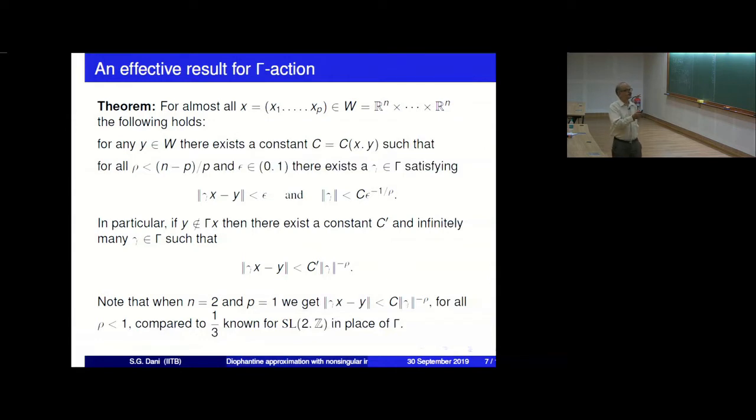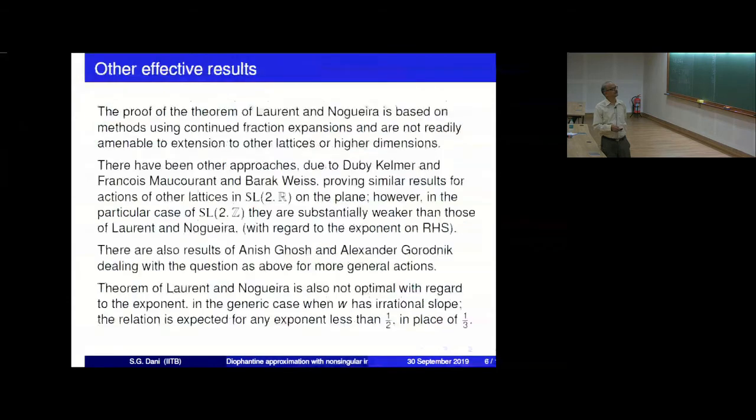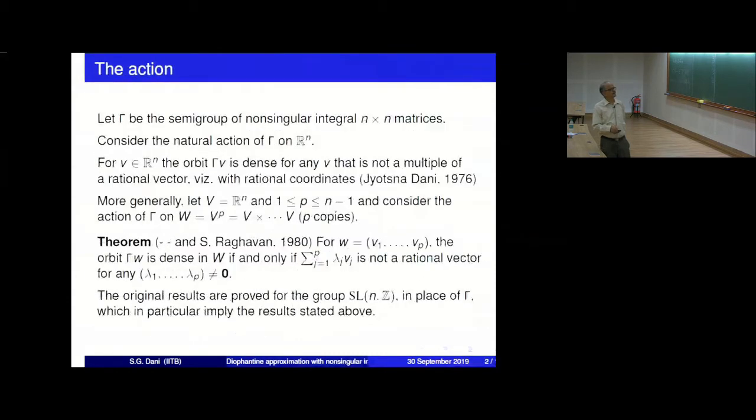We noticed that we're talking about infinitely many gammas, and that has been a standard practice to look at this issue. And now let me translate this condition. In particular, if y is not in the orbit of x, then there exists a constant c prime and infinitely many gamma such that this holds. Sorry? W is R cross R? No, this is R^n. So this corresponds to this result.